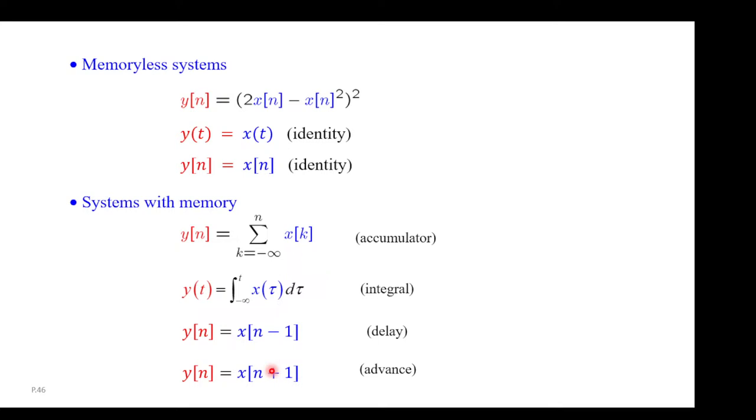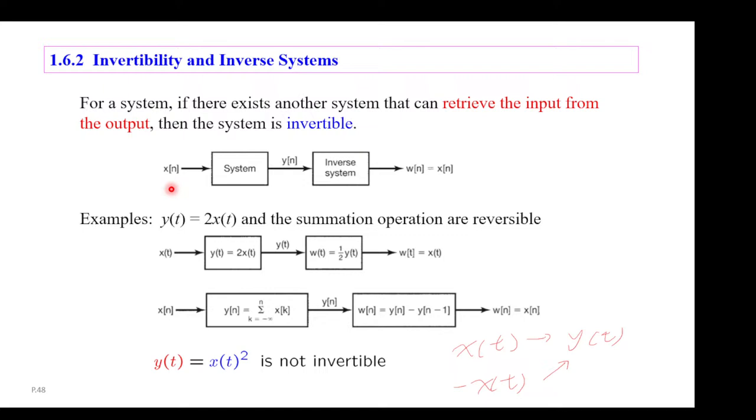Okay. Any questions so far? No. Okay, we will have something similar. Causality is very similar to memory, and we'll have more examples later. For now let's go to the next property: invertibility and the inverse system.